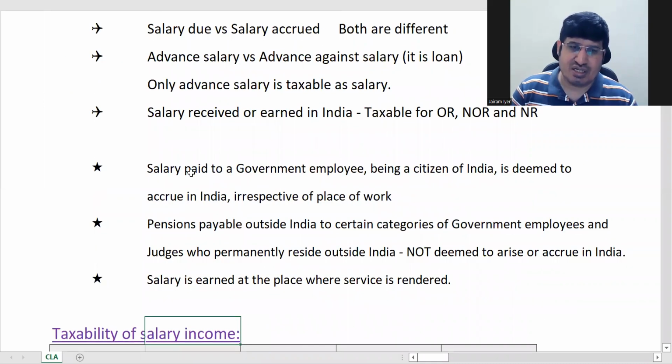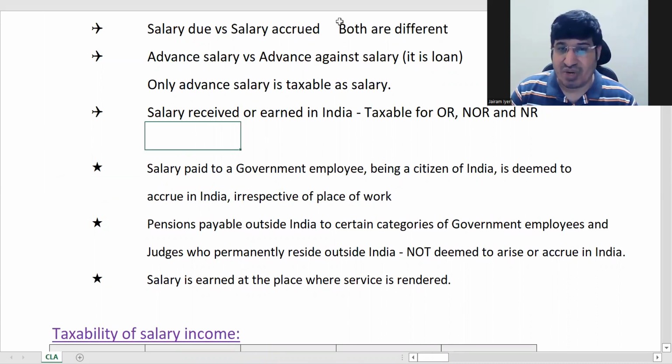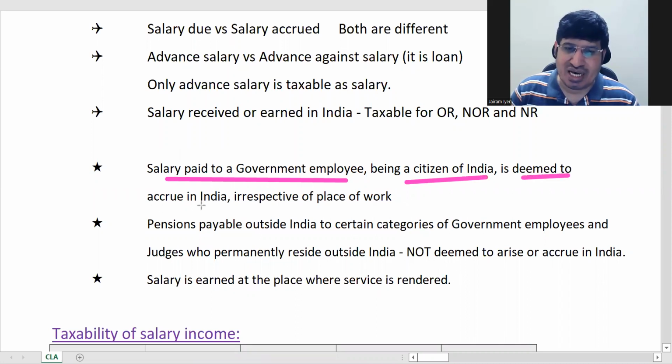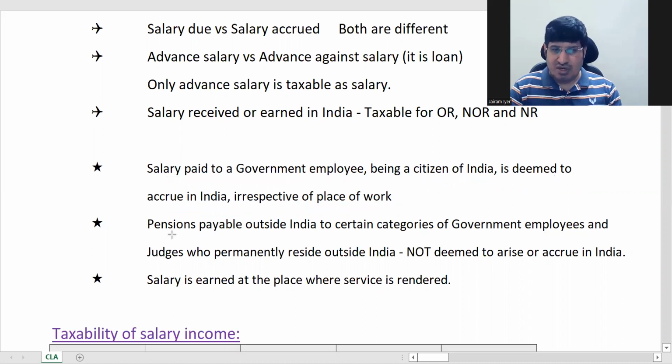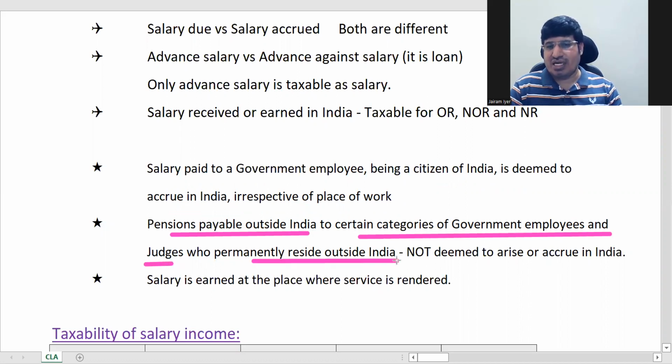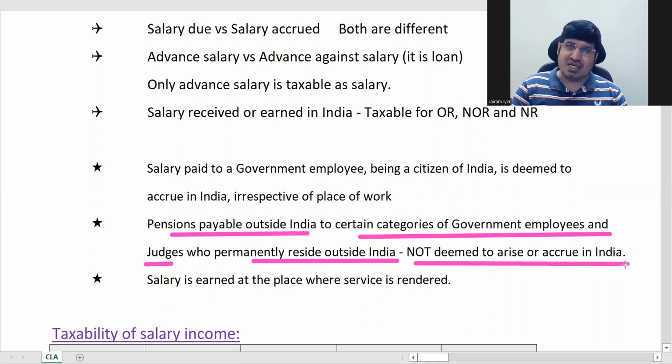Now, next is this sentence. I told you in your residential status chapter that this sentence will be repeated many times. Salary paid to a government employee being a citizen of India is deemed to accrue in India irrespective of place of work. So salary to a government employee who is a citizen of India is always taxable in India. Now, pensions payable outside India to certain categories of government employees and judges who permanently reside outside India are not deemed to accrue or arise in India. So it's exempt basically.